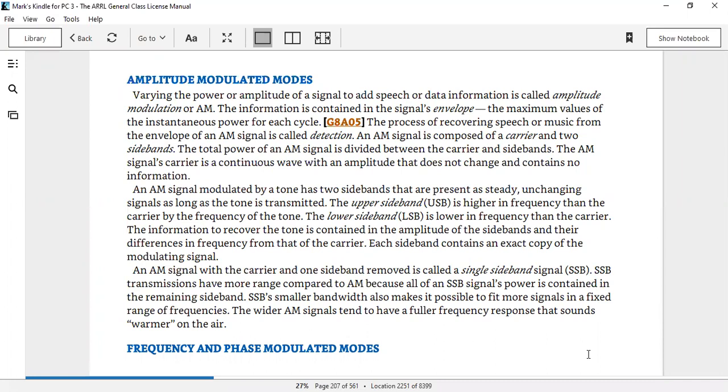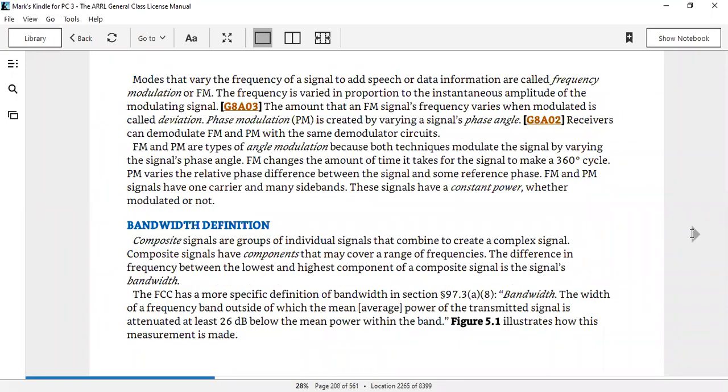Then we go into frequency and phase modulated modes. Frequency modulation, FM, we're familiar with. And PM is phase modulation, and it has to do with the signal's phase angle. They're both types of angle modulation. They have constant power, and they use the same kind of electronics, so the same circuitry will work for FM and PM. PM is just another type of FM.